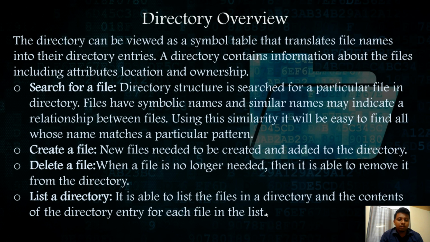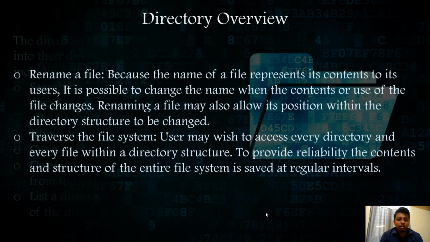Second, creating a file. New files need to be created and added to the directory. Deleting a file. When a file is no longer needed, we will be able to remove it from the directory. List a directory. It is able to list the files in the directory and the contents of the directory entry for each file in the list.